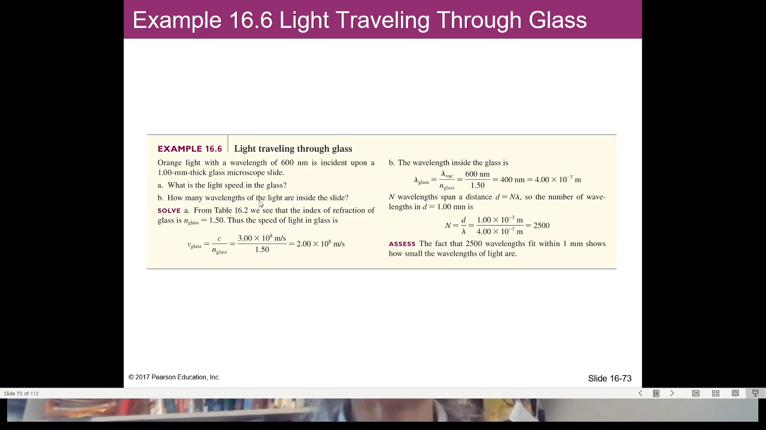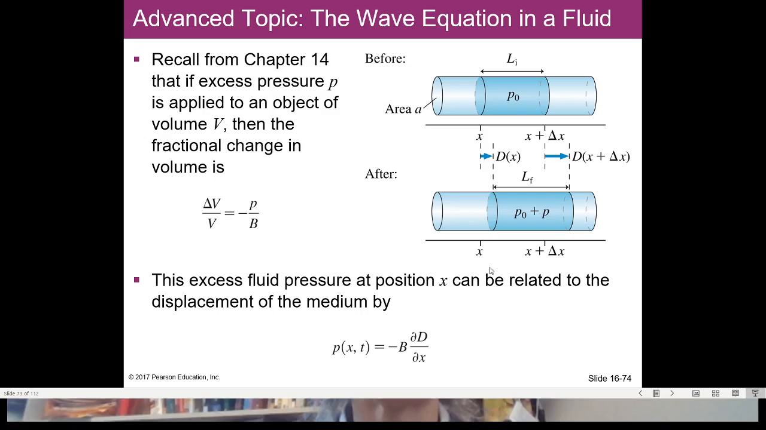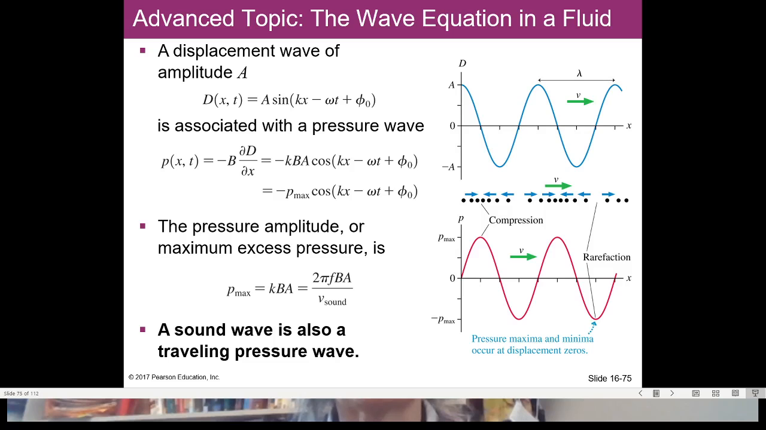And then how many wavelengths of light are inside the slab? Well, the wavelength is given by the wavelength in vacuum divided by the index of refraction. And so that gives you the wavelength. And then if you're given the thickness of the glass, you can figure out how many wavelengths that is. Okay. Again, we're not going to be doing this advanced topic, so I'm just going to pass right through section 6. Don't worry, we will not test you on any of this stuff.